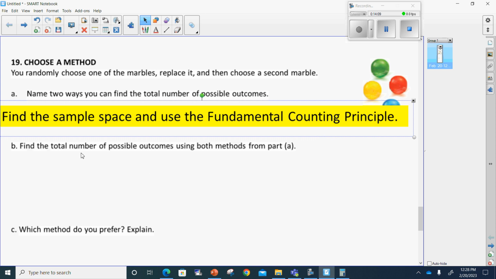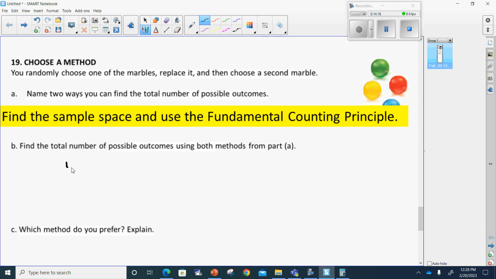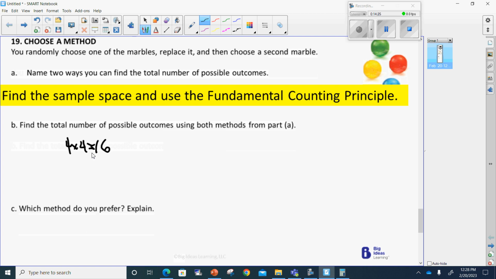B says find the total number of possible outcomes using the method from part A. If I use that, that'd be 4 times 4 equals 16. Okay. And which method do you prefer? I prefer the fundamental counting principle.